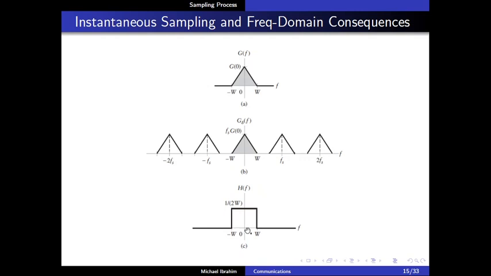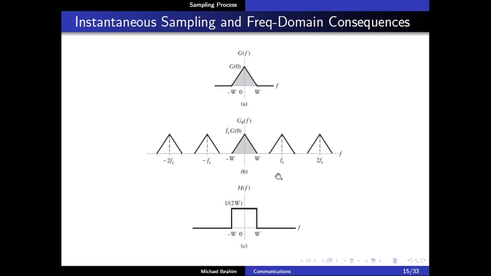The other concern is, does this spectrum overlap or not? It's clear, of course, that if this spectrum overlaps with this spectrum, we will not be able to reconstruct the original spectrum because there will be some sort of interference, right? If this spectrum overlaps with this one, we'll get interference, and we will not be able, even using this filter, to reconstruct the original signal. So this kind of interference is to be avoided.